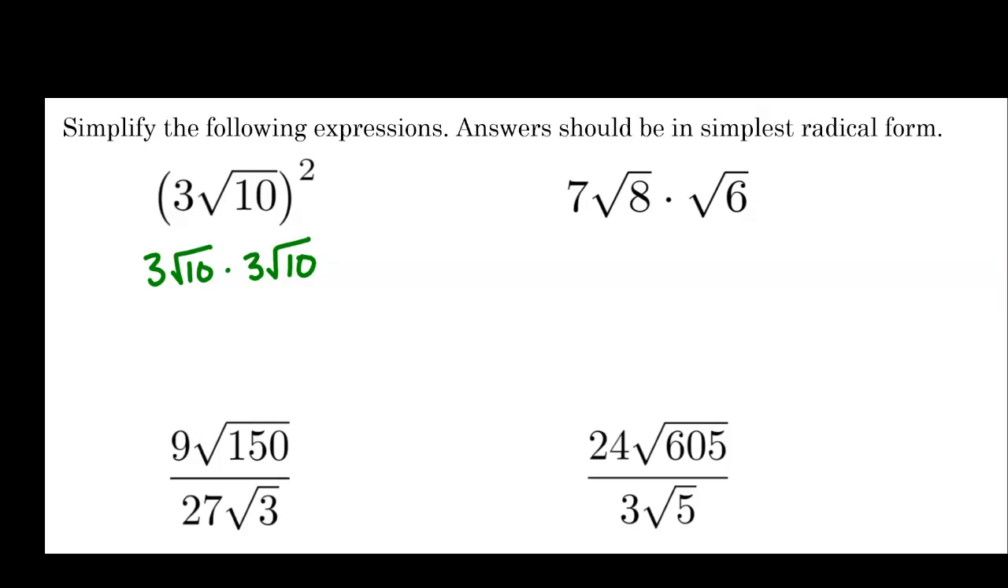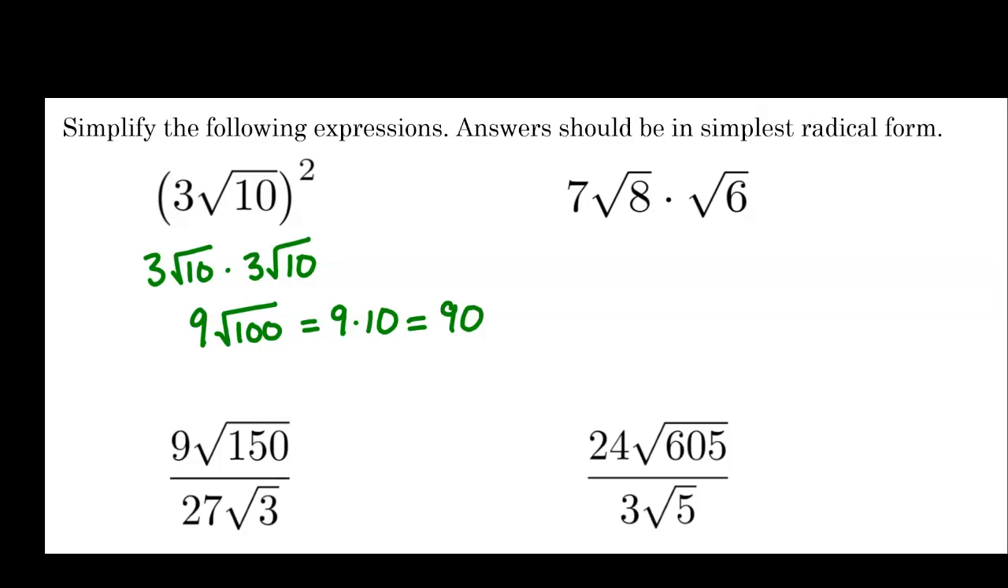So we go through the process of multiplying. 3 times 3 is 9. 10 times 10 gives us the square root of 100. So this is going to be 9 times 10, since 100 is a perfect square. And remember, we don't rewrite a square root symbol if we take the square root of a perfect square. And 9 times 10 is 90. Again, we started with square root expressions, we took their product, and we wound up with an answer that no longer has a square root.